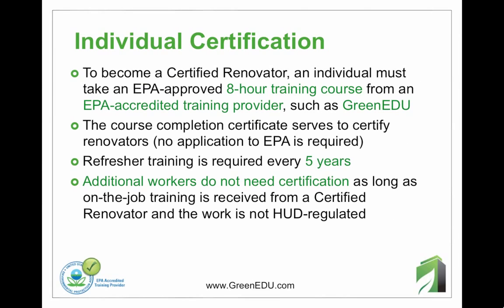At any rate, to become a certified renovator, an individual has to take an EPA-approved 8-hour training course from an EPA-accredited training provider such as us, Green Education Services. There is no application that an individual has to put in to the EPA to get certified as an individual. That's the responsibility that the EPA has given the various training providers across the country like us. All right, we issue the certificate. It has a unique ID number on it. We snap the student's picture. It has the date they took the course and they passed the exam. All the identifying information will be right on that certificate.